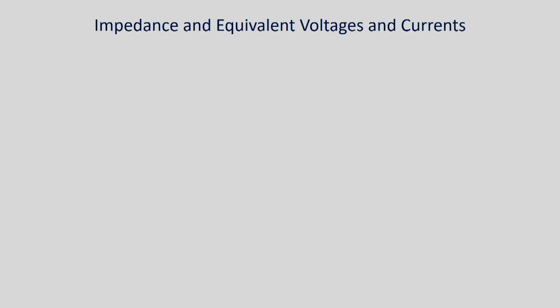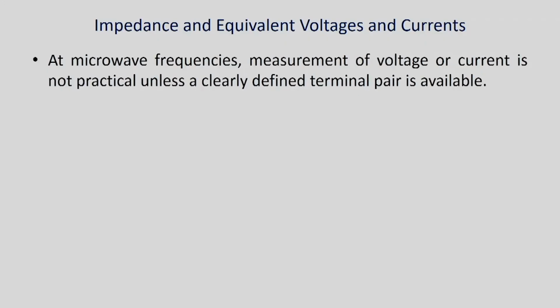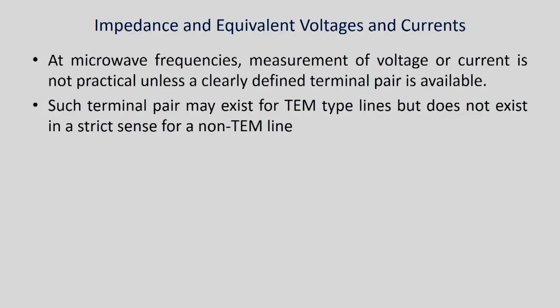So, let us start our discussion with impedance and equivalent voltages and currents. What happens at microwave frequencies? Measurement of voltage or current is not practical unless a clearly defined terminal pair is available. This terminal pair we call a port, and such a terminal pair may exist for TEM type lines, that means transverse electromagnetic wave propagation only, but does not exist in a strict sense for non-TEM lines.